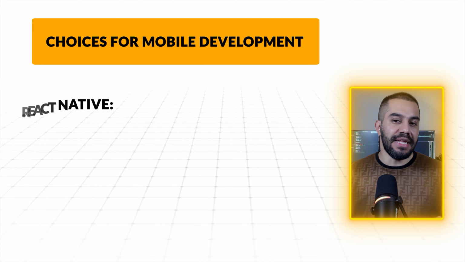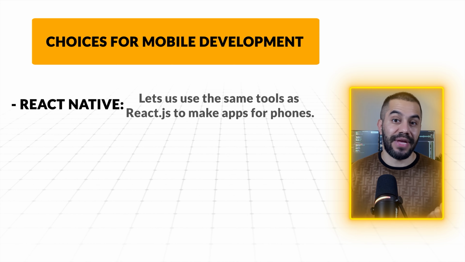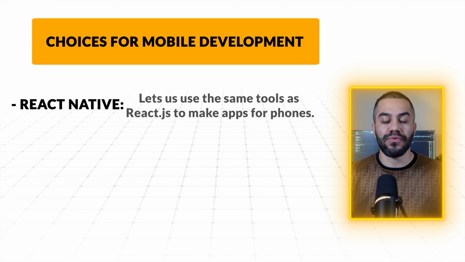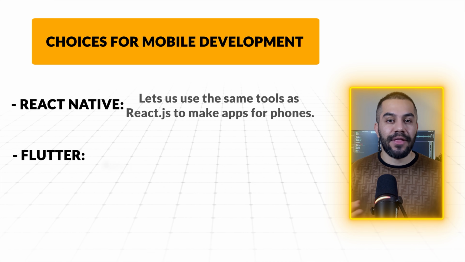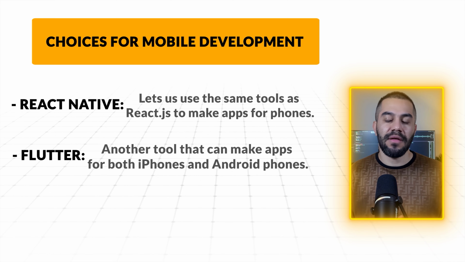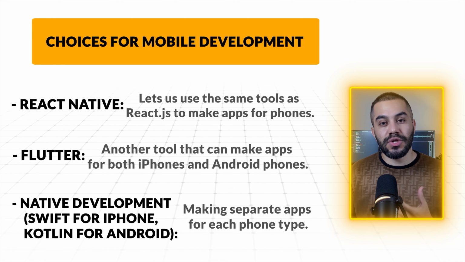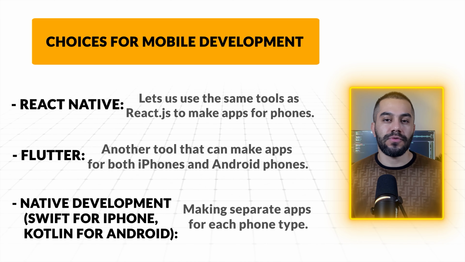We have React Native, which lets us use the same tools and technology as React.js to make apps for phones. Second option is Flutter, another tool that can make apps for both iPhone and Android devices. And third option is native app development, which uses Swift for iPhone and Kotlin for Android development.